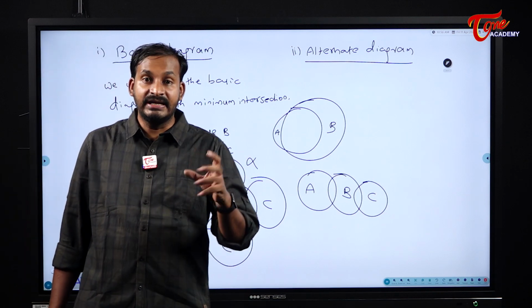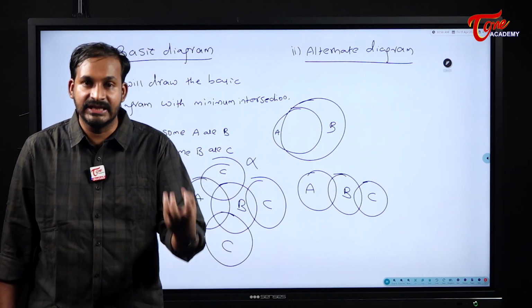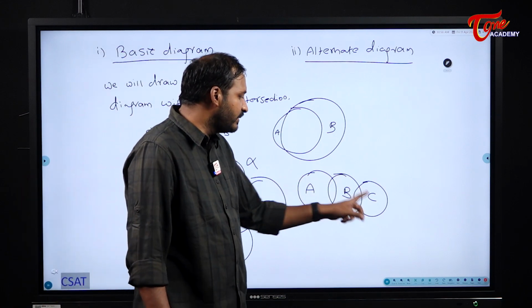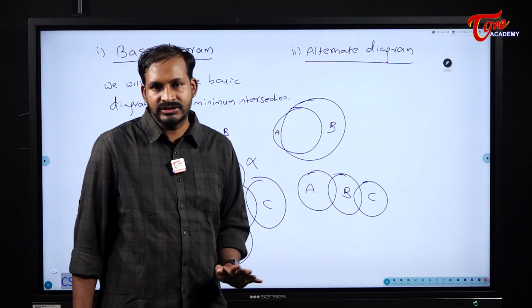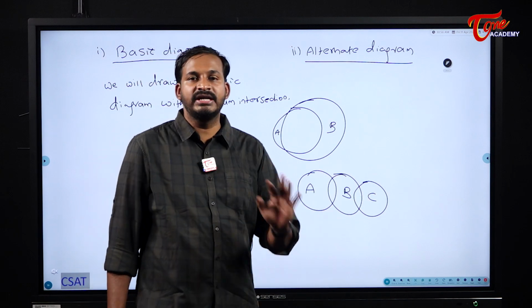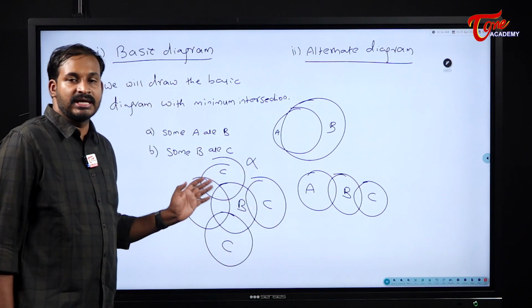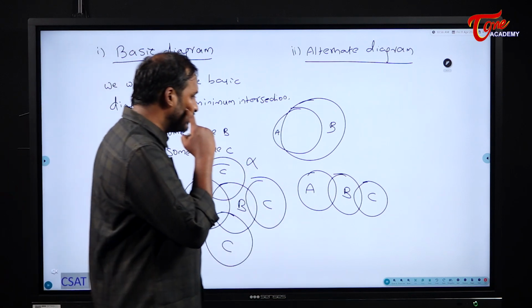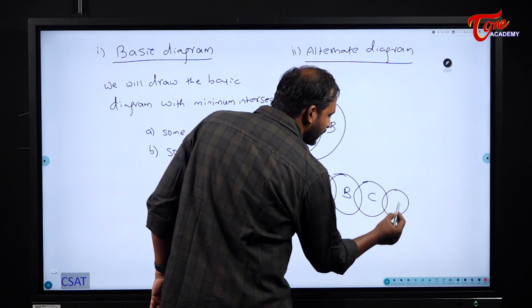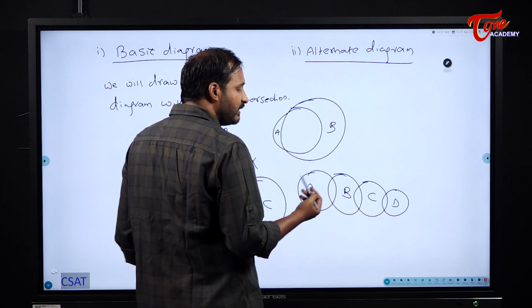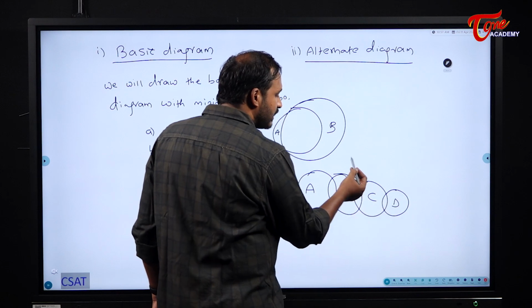That means until and unless it is mentioned in the given statement, then only I will try to mix C with A. Understood, students? Else I will not join C with A at any cost. If one more statement was given, some C or D, where I will draw? Definitely I will draw here. Actually speaking, if you want, sir, why I should draw here? I can draw here also.